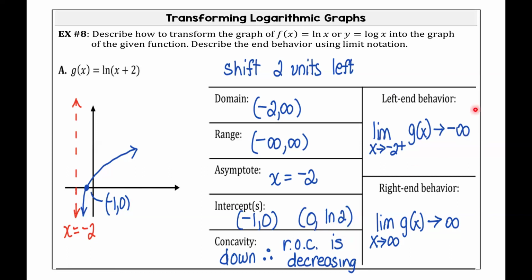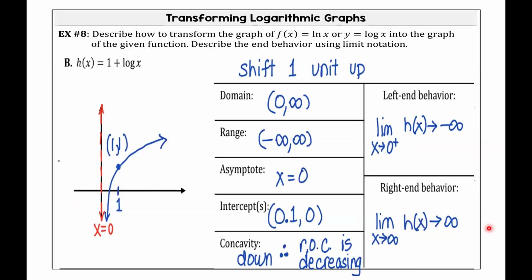Your concavity is obviously concave down, so the rate of change is decreasing. It's positive but decreasing. On the left end behavior, you can't go past -2, so as x approaches -2, your g of x goes to negative infinity. As x goes to positive infinity, your g of x goes to infinity. So that's what your A should have looked like. For your B, you should have had a shift 1 unit up.